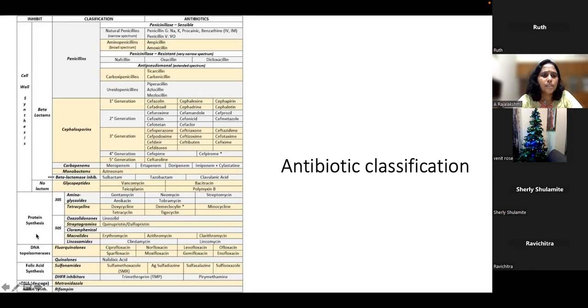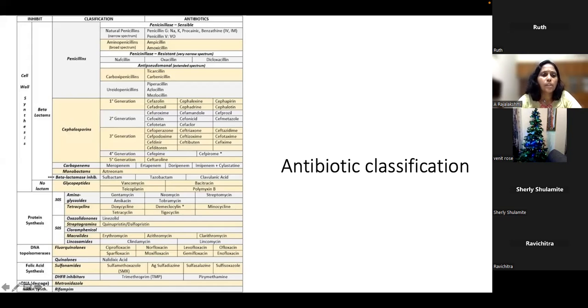Coming to protein synthesis, which is largely divided into 30S and 50S. The drugs acting on the 30S ribosome are aminoglycoside and tetracycline. The drugs acting on the 50S, mainly that we use, are macrolide, chloramphenicol and lincosamides, which is clindamycin, and even linezolid acts on the 50S.